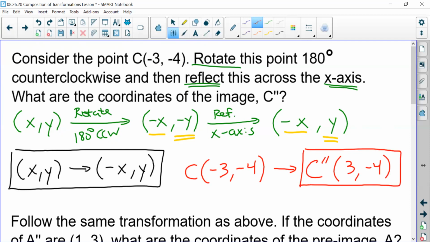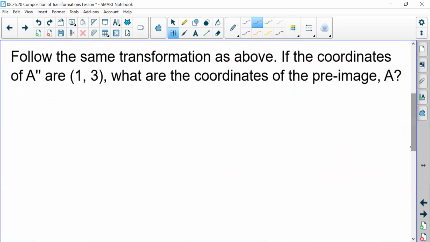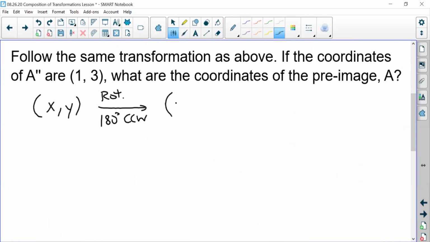Finally, as an extension, can we go backwards? I want us to keep the same series of transformations, but now suppose we ended up at the point 1, 3. My advice when we're working with the pre-image is to go ahead and still have the rules in front of us. We start off at x, y. We had a rotation of 180 degrees counterclockwise, and that put us at -x, -y. And then we had a reflection across the x-axis, which says that x stays the same, and then y changes.